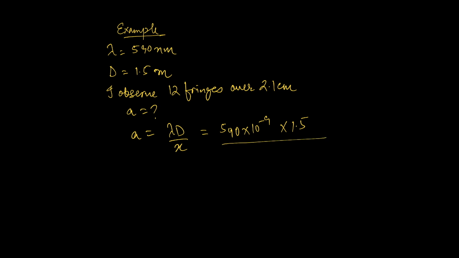What is X? Well, remember, there's 12 fringes measured over 2.1 centimeters. It's better to measure the total distance of all the fringes rather than trying to measure individually, because the likelihood of not being accurate is quite high in that sense, right? So you are better off saying, well, I'll just go 2.1 centimeters, which is 0.021 meters, divided by 12. That is what my X is.